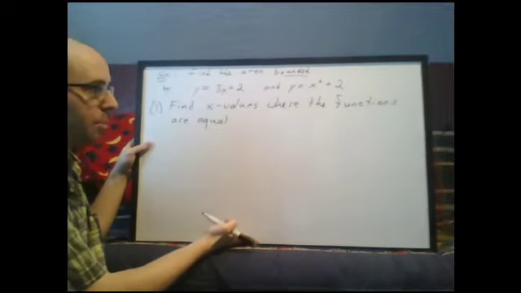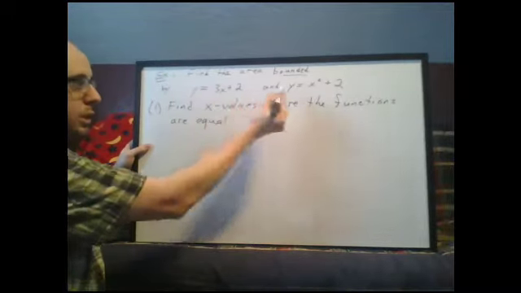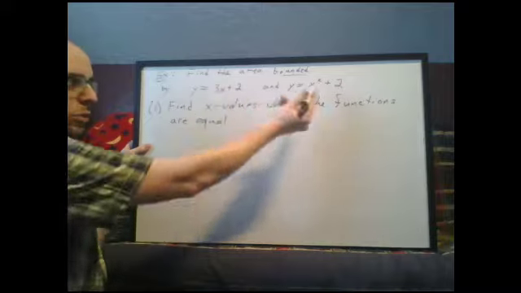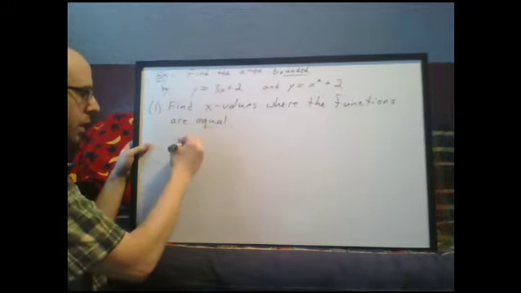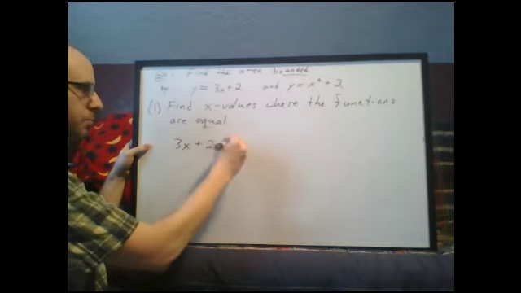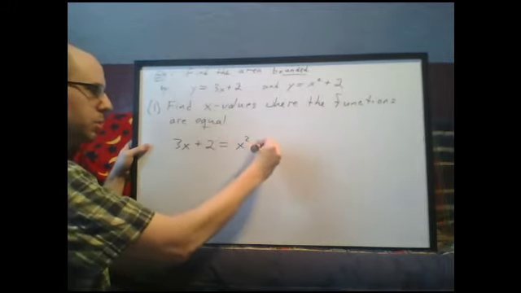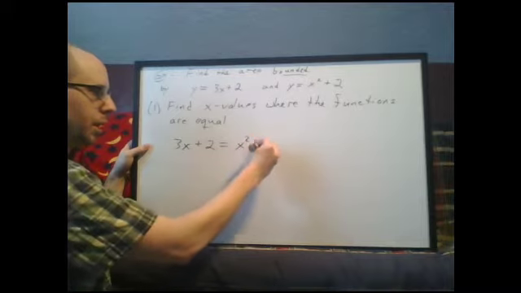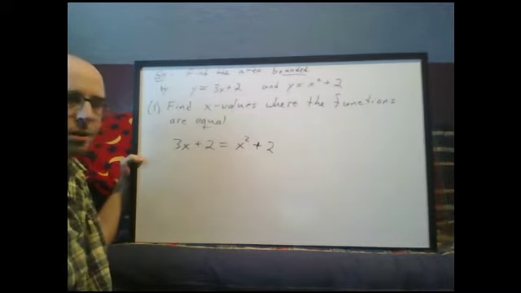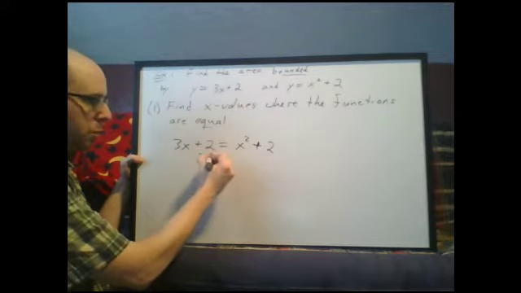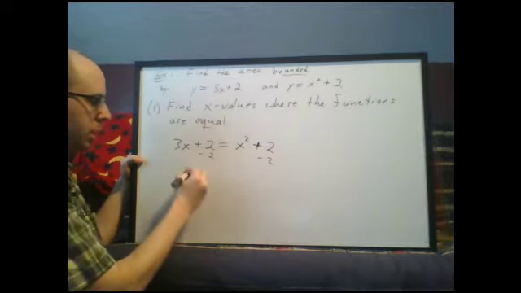Okay, so what that means is I need to take my two functions, 3x plus 2 and x squared plus 2, and I set them equal to each other. So 3x plus 2 equals x squared plus 2. Now I have an equation that I need to solve for x. So my first step would be, let's subtract 2 from both sides. I get 3x equals x squared.